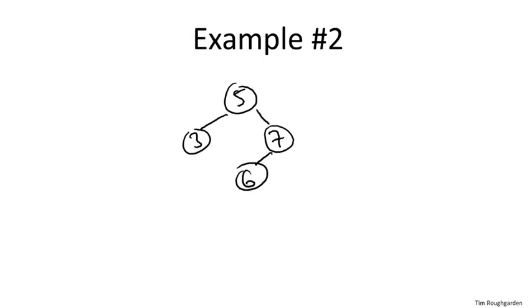But the way we can fix it is instead of coloring the 6 black, we color it red. And now this 6 is basically invisible to invariant number 4. It doesn't show up in any root null paths. So because you had 2 black nodes on all root null paths before the 6 was there, that's still true now that you have this red 6. So all 4 invariants are satisfied once you insert the 6 and color it red.